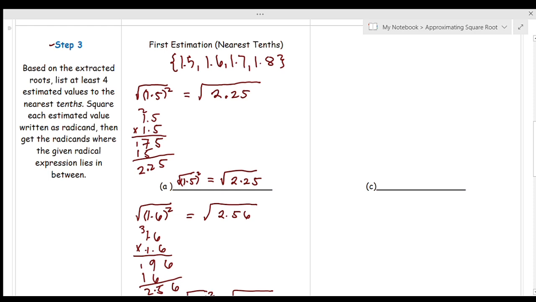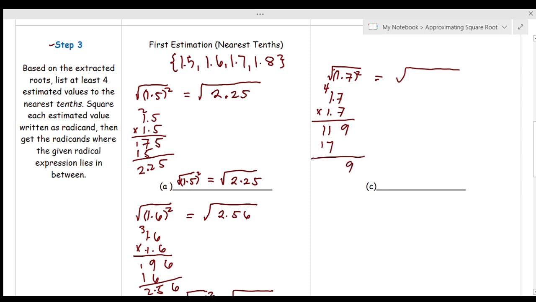Next, we have 1.7. So the square root of 1.7 raised to 2 is equal to 1.7 times 1.7. We have 7 times 7, 49. And then 7 times 1 is 7 plus 4, that is 11. 1 times 7, 7, 1 times 1 is 1. So we have 2.89. So the square root of 1.7 raised to 2 is equal to 2.89.